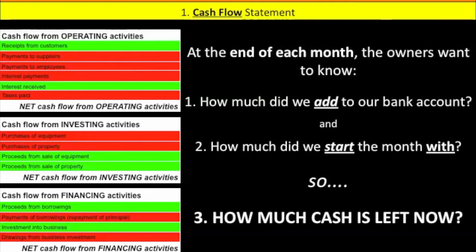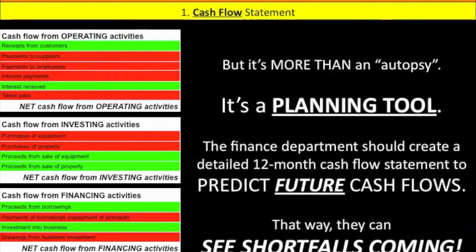But it's more than just like an autopsy. It's a planning tool. You're not just looking at, well, where did we go wrong? The finance department is supposed to make a detailed 12-month cash flow statement to predict the future cash flows. In fact, a lot of businesses have a 12-month cash flow statement and a 5-year cash flow statement. And that way they can see the shortfalls coming months in advance or even years in advance, and they can plan for it. They can actually make sure that they have the finance for it.